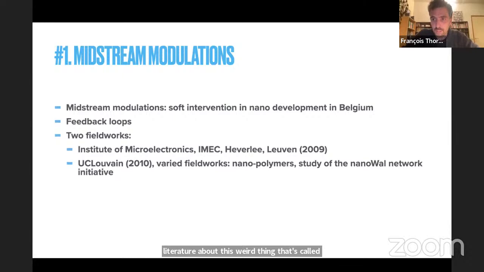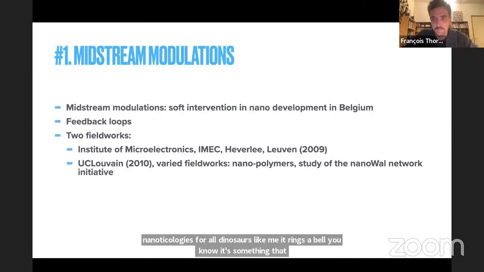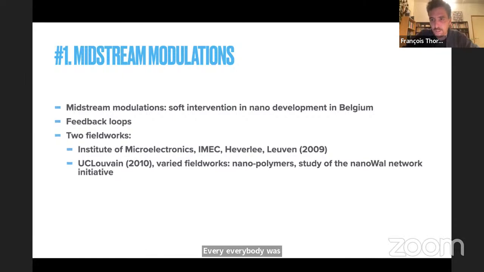For all the dinosaurs like me, it rings a bell. It's something that everybody was speaking about 12 years ago. I guess it kind of disappeared off the radar. I mean, not totally, but it's not the hype it used to be. And I was a very polite and also very wise student, so I spent most of my days at ASU trying to define what nanotechnologies were. But on that account, the visiting scholarship was sort of a failure, because when I came back home, I still didn't have a clear definition of what I was about to do my PhD about.